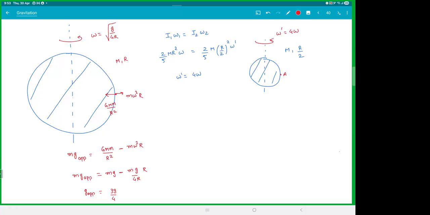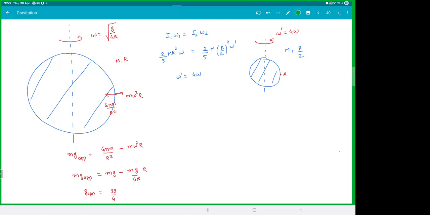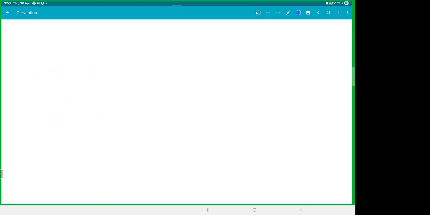Now after shrinking, look at what happened. Number one, omega changed. Number two, the distance also changed. So this distance here is now r by 2. Now if you try to write the forces on point A, look at the forces here. The gravitational force will be G capital M small m by (r by 2) whole square. The planet is attracting 4 times stronger. Point A is on the surface. Are you getting it?